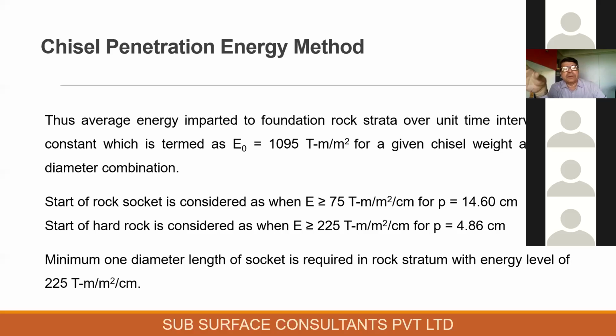Ideally speaking, the chisel penetration energy method works best when you don't reach 225 as a termination depth, but you are reaching somewhere around 160 to 200 as a termination energy. There you can go for 5 to 6 or even 7 times pile diameter as a socket length. This we have seen as a very satisfactory method of terminating the pile in moderately hard rock. It's a very good system for that.